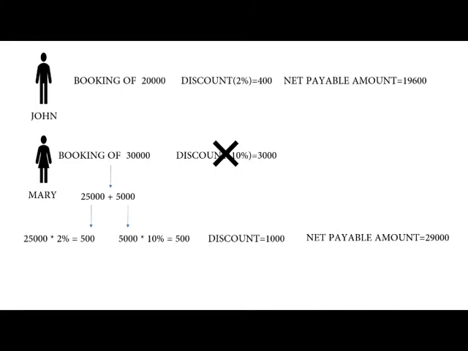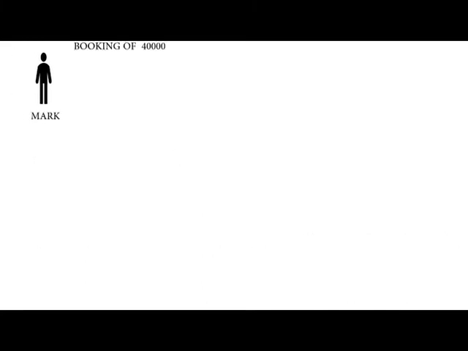With that, let's go one step ahead. This is Mark. He made a booking of 40,000 bucks. How much discount will he get? First, let's break the amount. Booking of 40,000 falls into the third slab. That means there are two slabs below it. Slab of 25,000 and second slab of 10,000. Therefore, 40,000 would be split into 25,000 and 10,000 and 5,000. And adding all three, it would amount to 40,000.